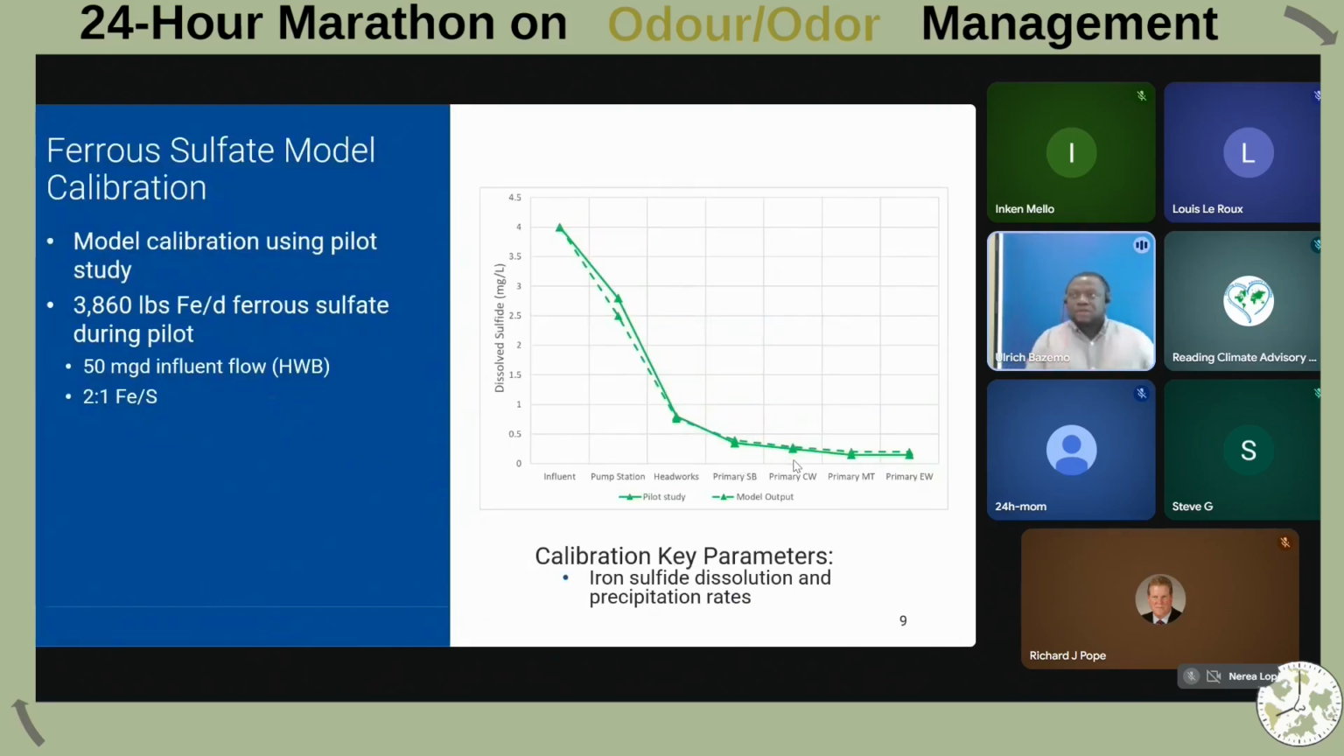Moving on to the ferrous sulfate calibration. As I mentioned, they did a pilot study at the ratio of 2:1 with a 50 MGD influent flow. Using that data, we calibrated our model as well, and as you can see on the right, we had a pretty good calibration. Something important with the iron addition: we had to watch the iron sulfide dissolution and precipitation rate. I don't have time to go into more details, but those were the two key important parameters for the calibration process.